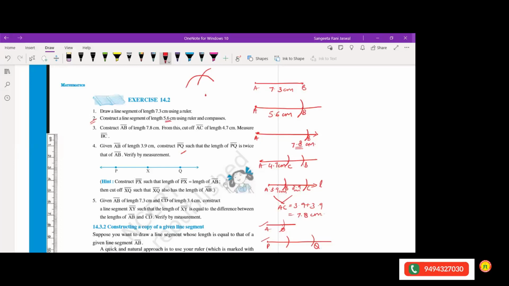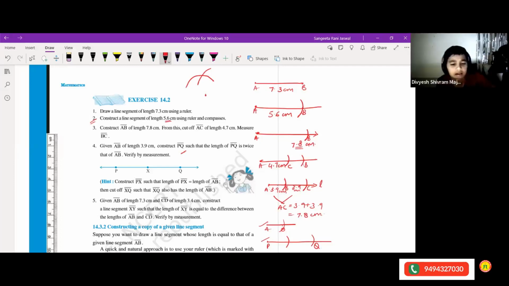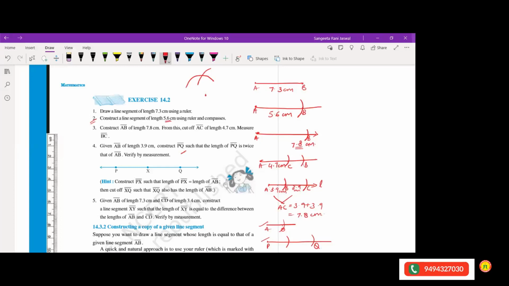Now, how will you make it? To find the measurement without subtracting, we should draw the line CD inside line AB. Okay. Now, see, first you will make a line of 7.3. Please make two lines first, 7.3 and 3.4 centimeters. Make two different lines. Just with the ruler, you can make 7.3 and 3.4.